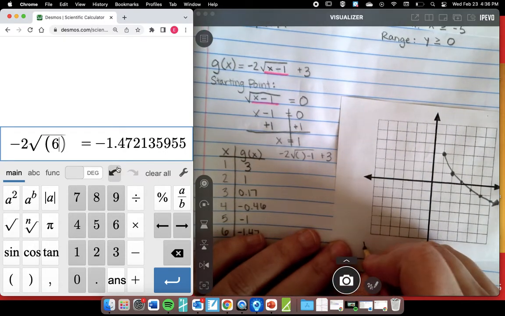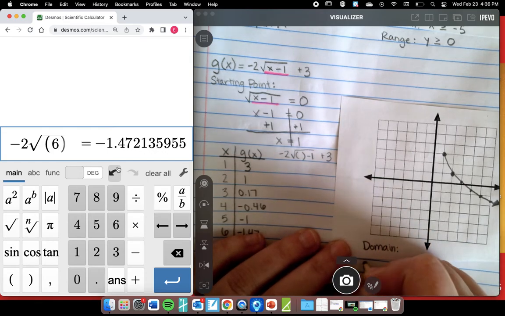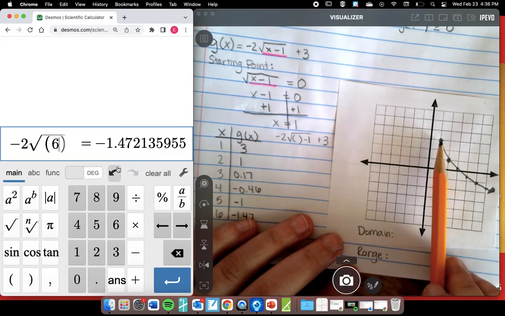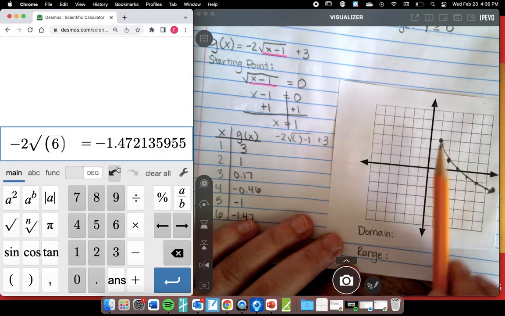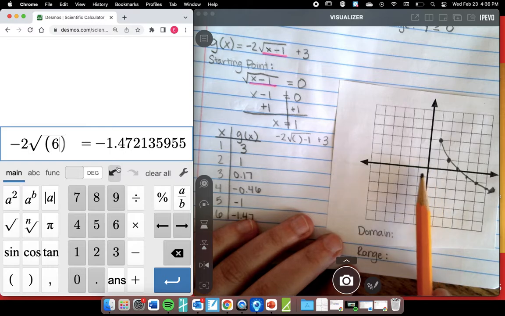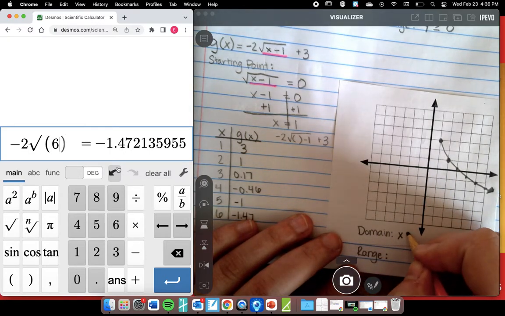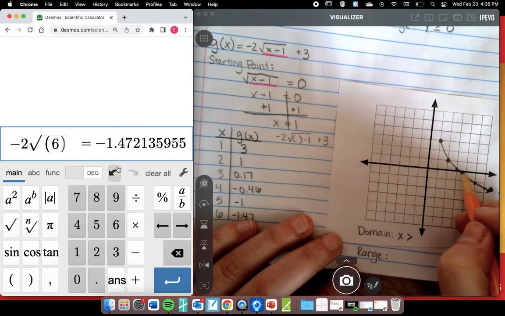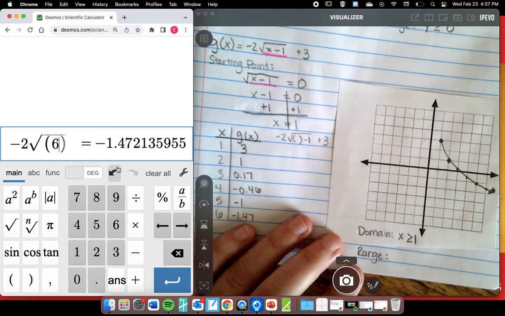Alright, so we're going to do our domain and our range. So remember, our domain goes left and right, and our range goes up and down. So for my domain, I'm thinking left and right. It keeps going right from my starting point, but it stops at that starting point. I can't put anything lower than a 1. So my x's have to be bigger than or equal to 1. It starts at this 1 and then it goes on. It can equal 1, but it can't go lower than 1.